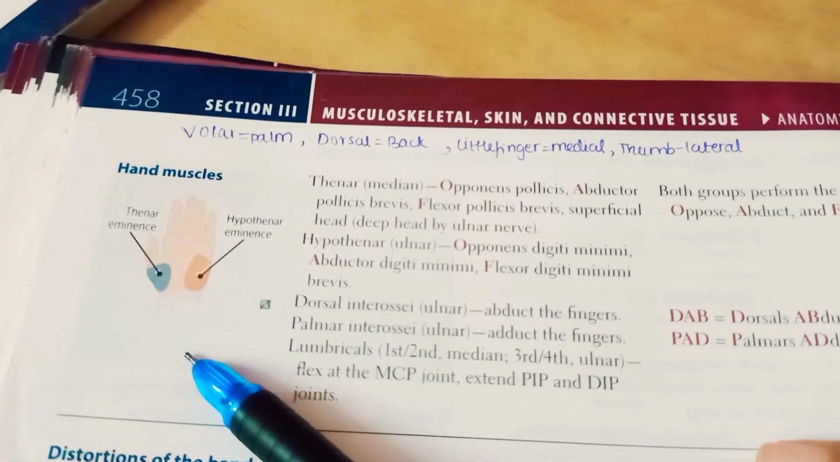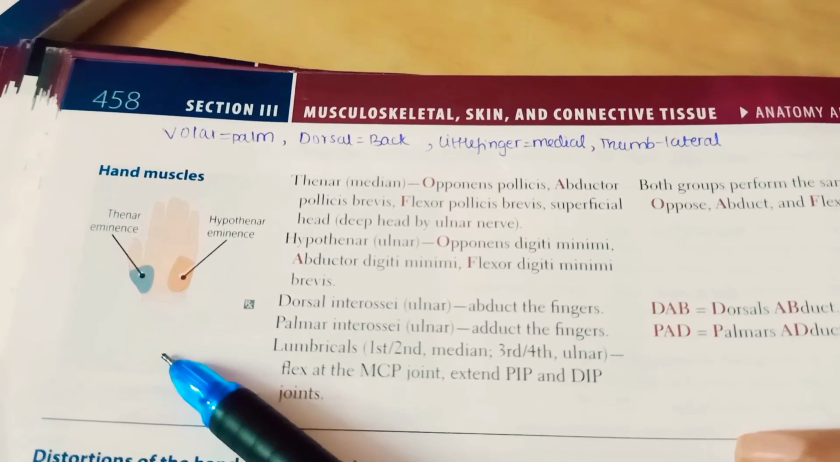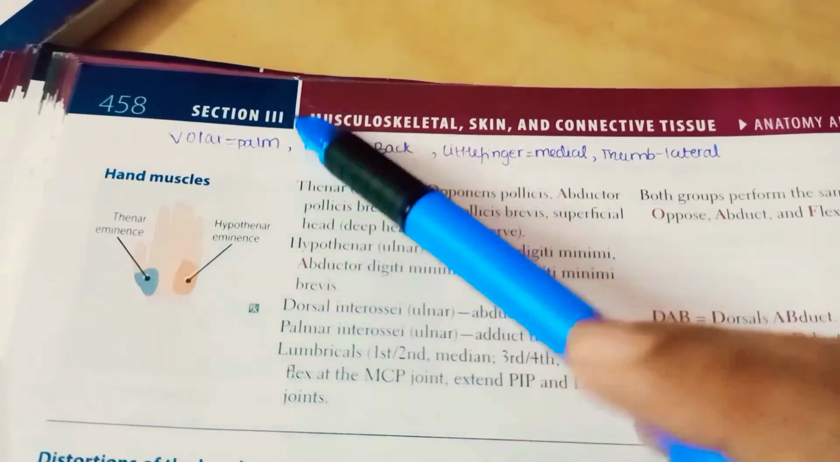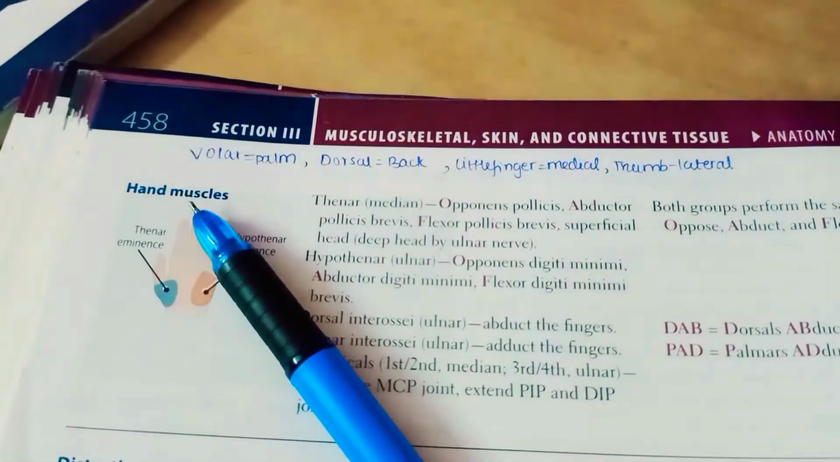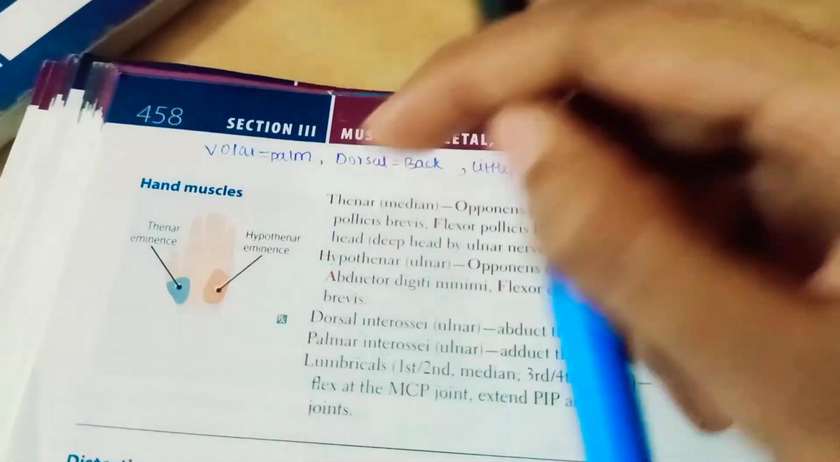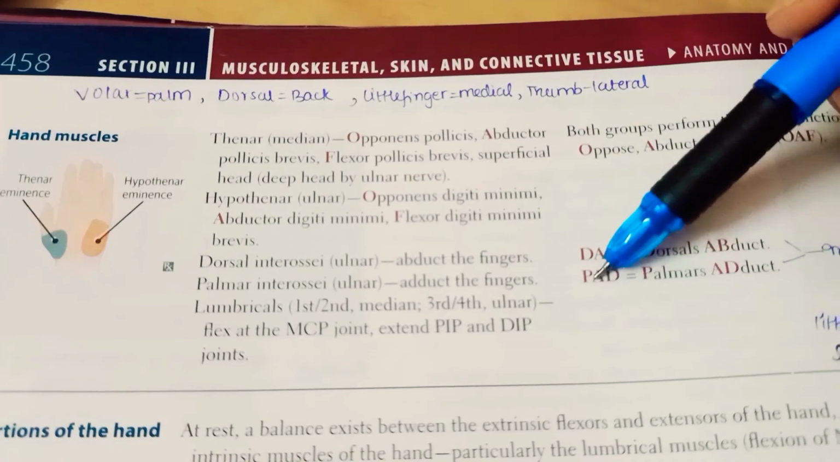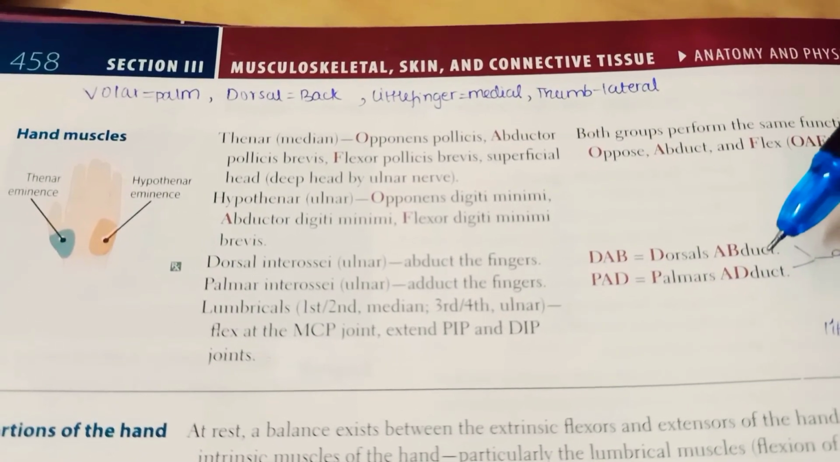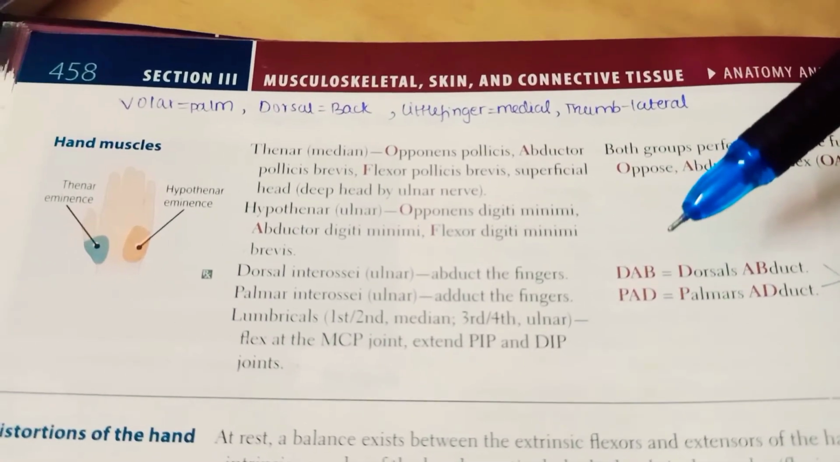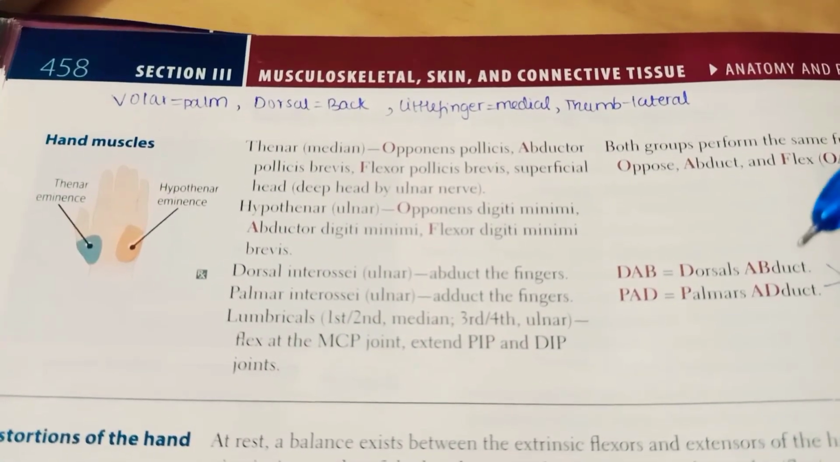Now one more thing, an easy way to remember the interosseous muscles is DAB and PAD. DAB means dorsal muscles, the backside of your hand. These dorsal muscles are used for abduction. Abduction means like this, okay. And the palmar muscles are used for adduction. You can see this is adduction, okay. So PAD, DAB, you can remember: dorsals abduct, palmars adduct. These are both interosseous muscles, and they are mainly supplied by the ulnar nerve.